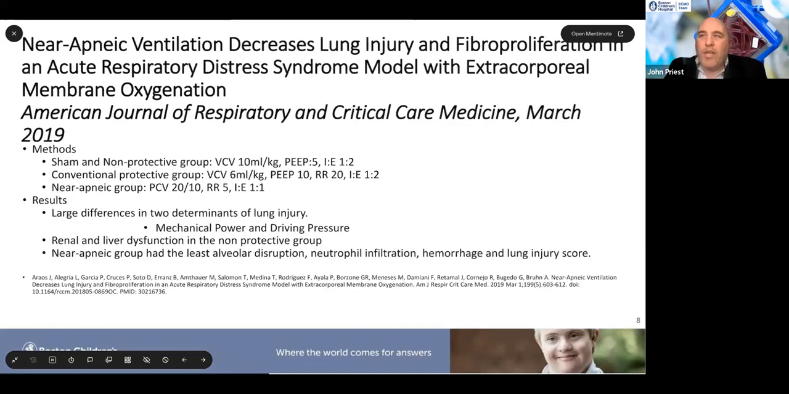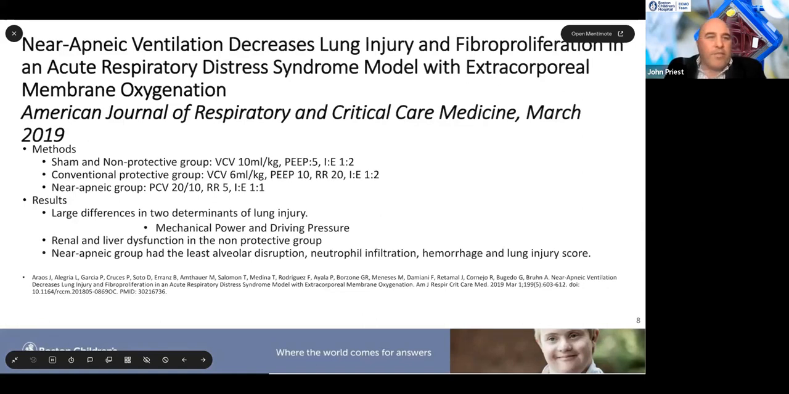How they induced lung injury is they used repeated 30 per kilo lung lavages of 0.9% saline until they got a PF ratio of 250. They followed this up with 2 hours of injurious ventilation, which was 40/0 and a rate of 10 with an I:E of 1:1. Then returned them back to baseline before they initiated ECMO.